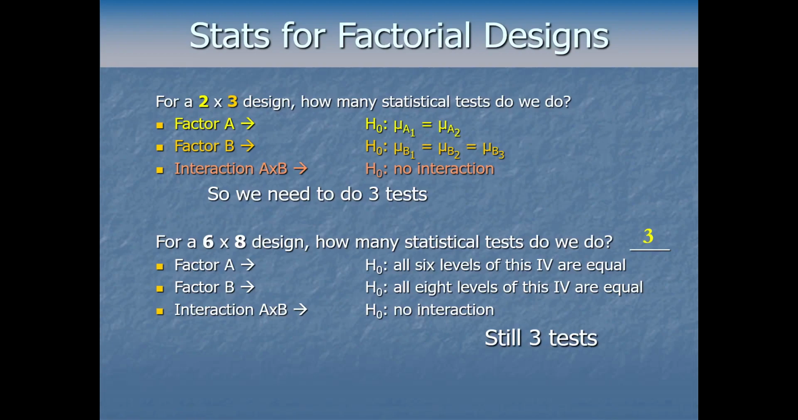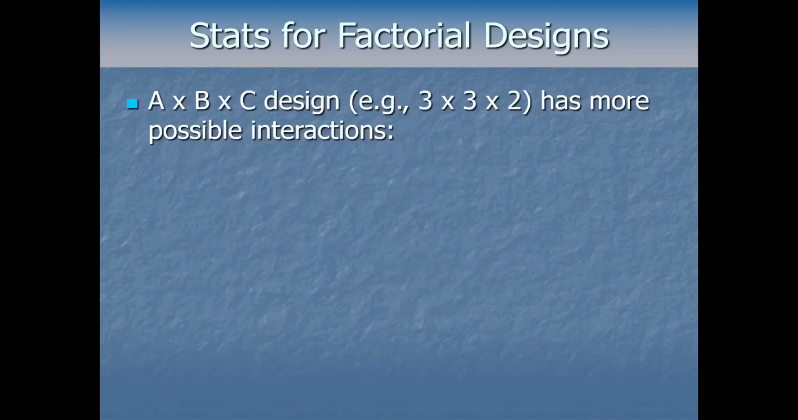We do 1 test for each factor to see if there's a main effect of that variable itself, but then an additional statistical test for the interaction between the 2 factors. So the null hypothesis for the first factor is just that all 6 of its levels are equal. The null for the other one is that all 8 of its levels are equal. And then, as always, the null hypothesis for the interaction effect is that there is no interaction effect.